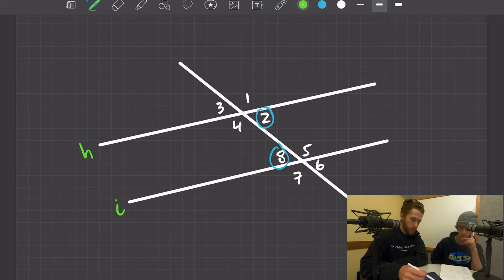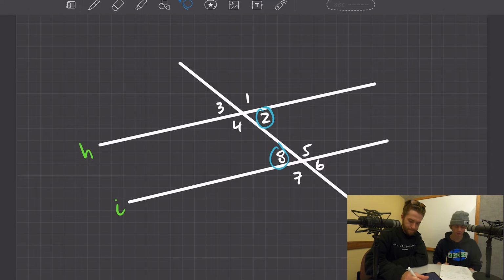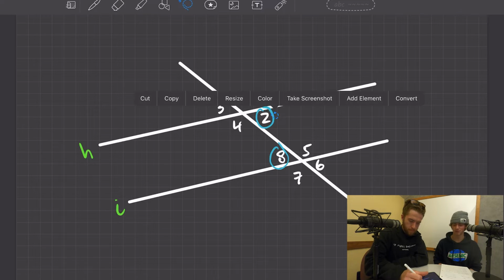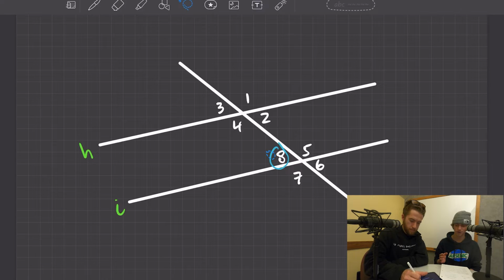So then what's your next question they ask you? Alternate exterior angles theorem, which is just the same thing except on the exterior of H and J or H and I. So I'll just say like 1 and 7. I think that works. Sure.